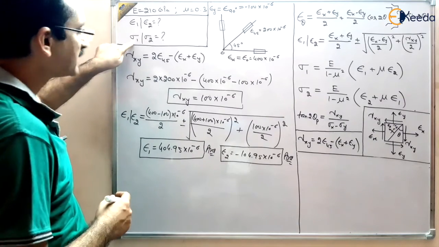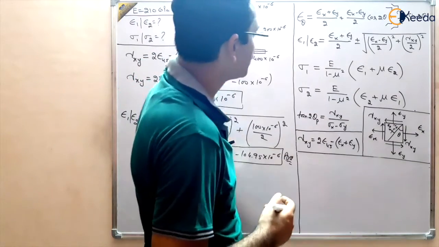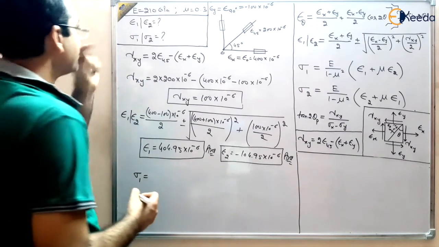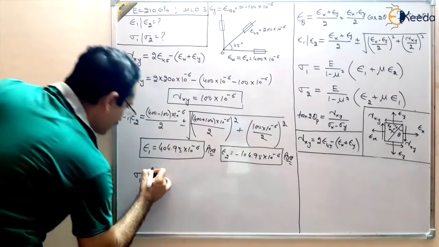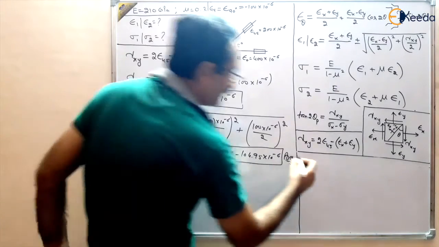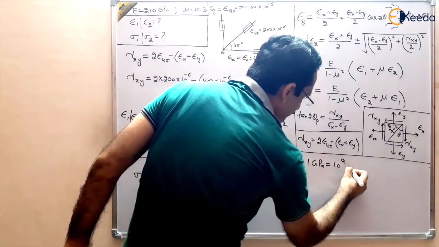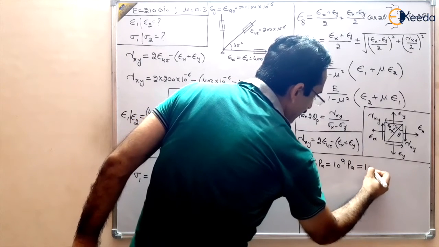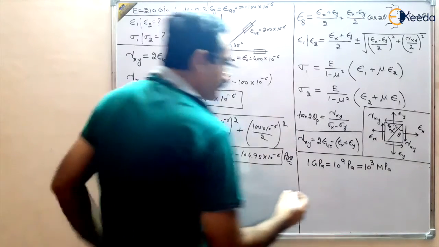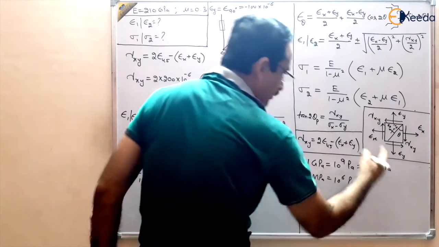Next target is finding sigma 1. How to find out sigma 1? E by 1 minus mu square, epsilon 1 plus mu epsilon 2. So sigma 1 you will get here as E is given 210 gigapascal. 1 gigapascal is equal to 10 to the power 9 Pascal or 10 to the power 3 megapascal, right? Because 1 megapascal is equal to 10 to the power 6 Pascal. You must be knowing these things.